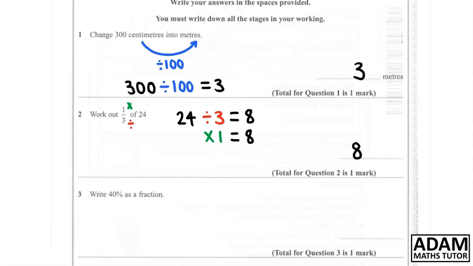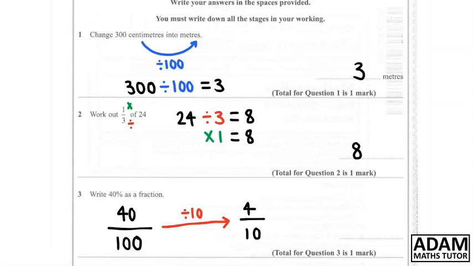Question 3. Write 40% as a fraction. Percentages are out of 100, so 40 over 100. Then we can simplify this. So I'm just going to start by dividing by 10, which would give me 4 over 10. And I can carry on going a little bit further here. I can divide by 2, and that would give me 2 over 5.